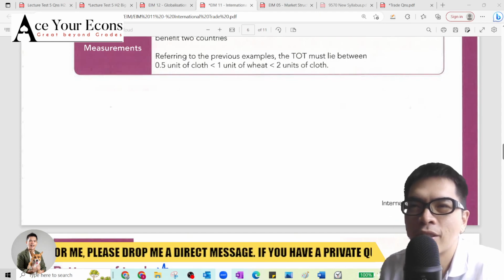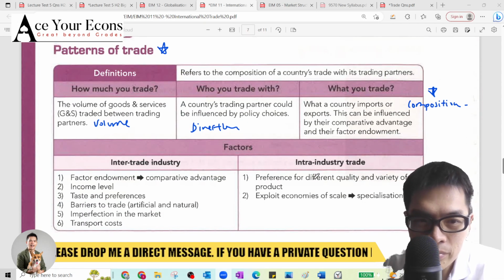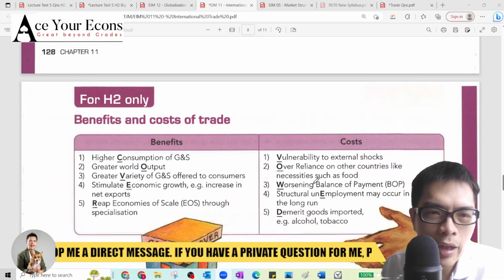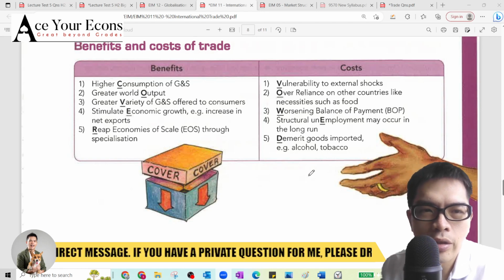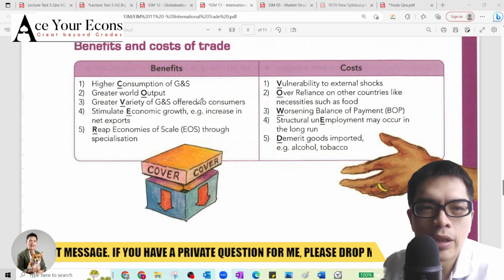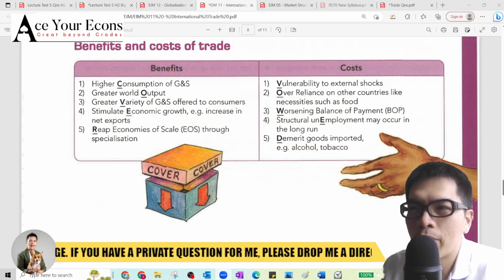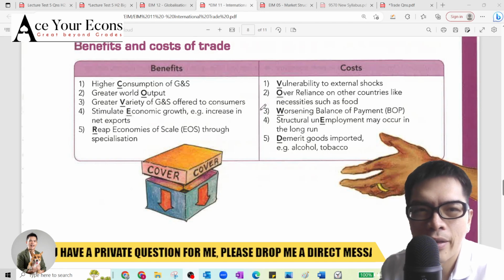Costs and benefits of trade. I will probably cover this one first, benefits and costs of trade, followed by patterns of trade. A lot of students just know the acronym, but when you ask them to develop the point, they have issues developing the point.